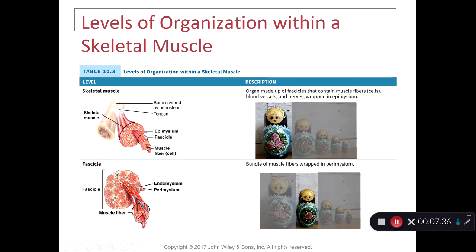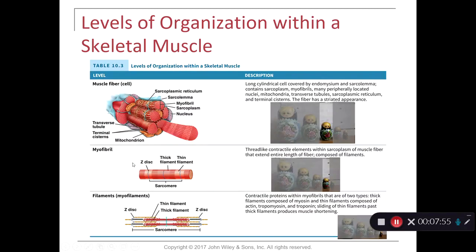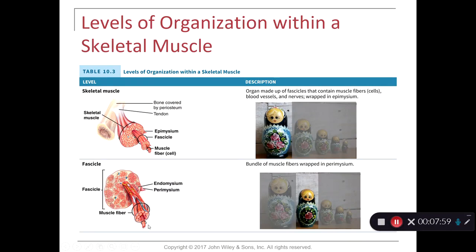Anyway, we have the fascicle bundled together by the perimysium, but luck would have it, you take a microscope to your pull and peel Twizzlers, and you notice, hey, there is a pull and peel within a pull and peel. We're getting down to the third Matryoshka doll. We have pulled out of this fascicle a muscle fiber. A muscle fiber is a muscle cell.